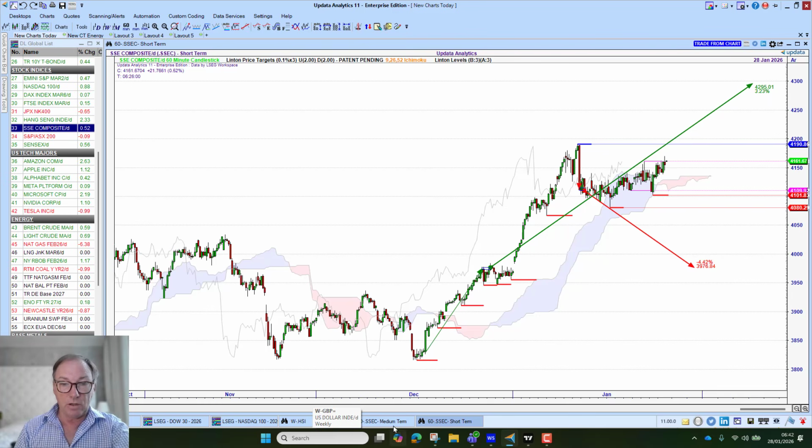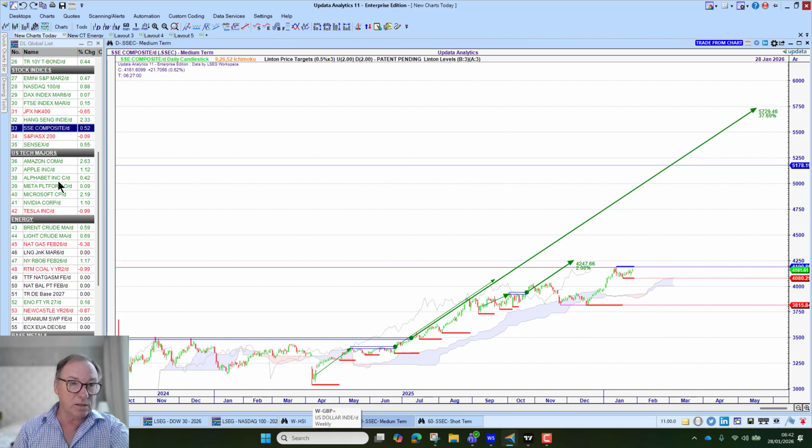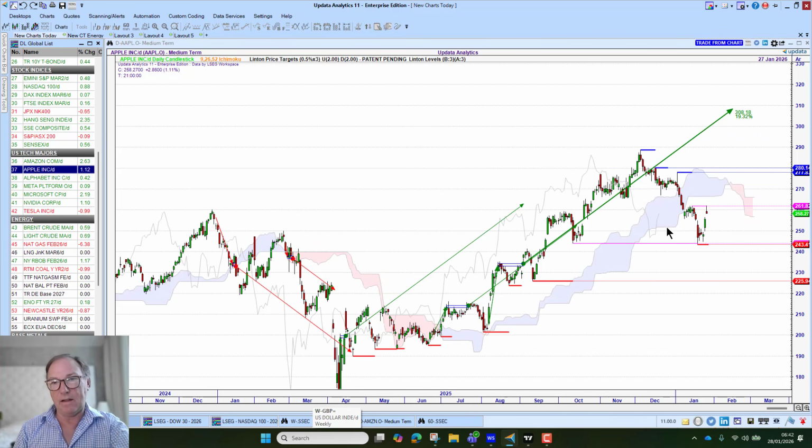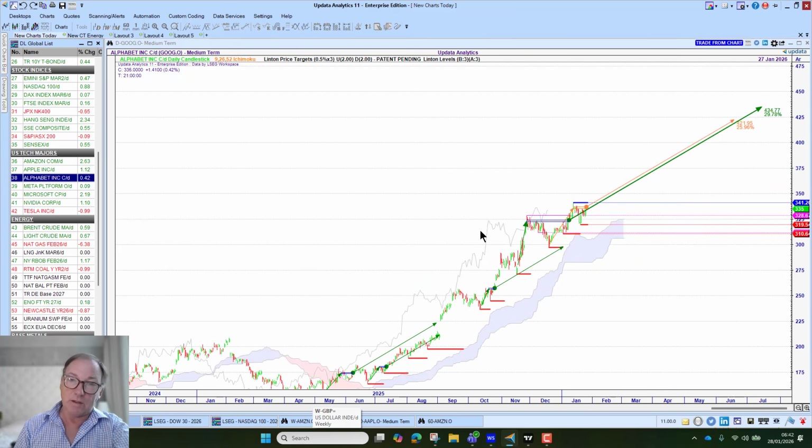Now, taking a look at just some of the tech majors, Amazon, they're up strongly, up 2.6%. Upside targets not yet making new highs, but looking quite good. Apple still failing and just really testing the cloud here, but still failing and have underperformed most of the stocks this year in the Mag 7.